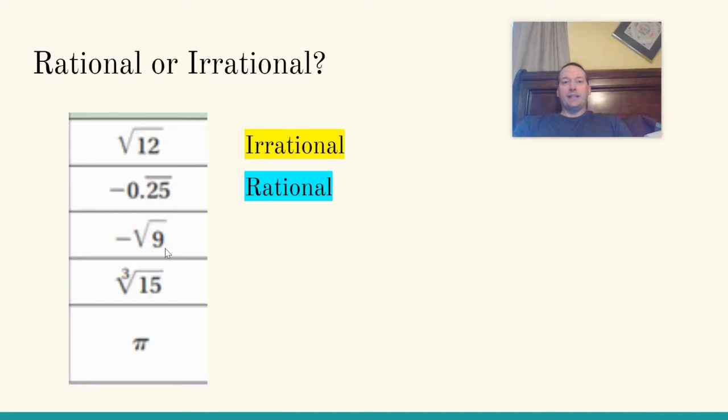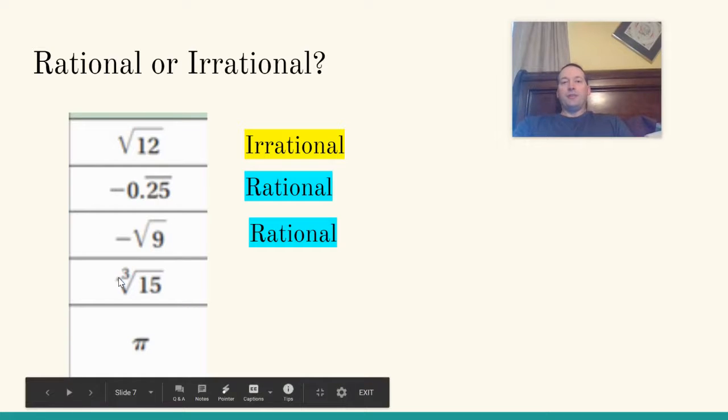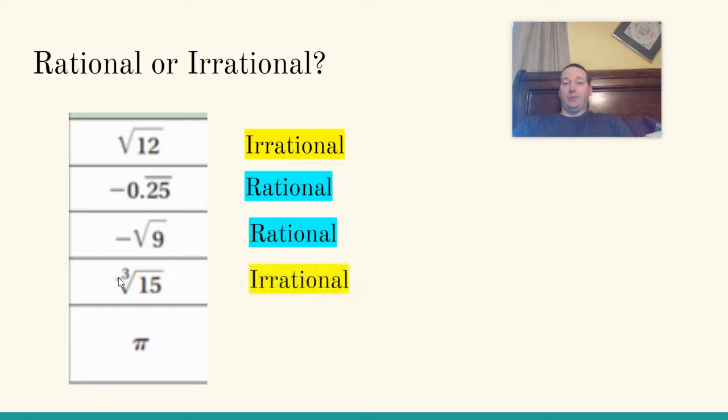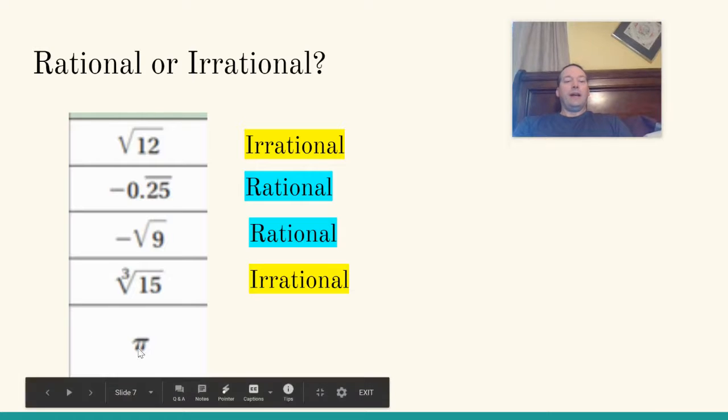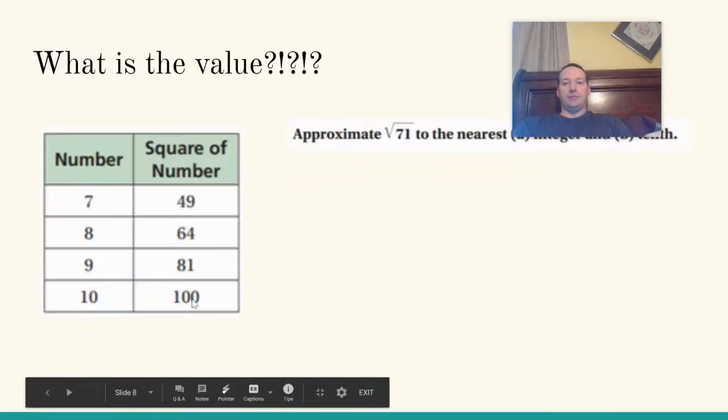Negative square root of 9 is rational, correct, because 9 is a perfect square, so the square root of 9 is 3, which is a rational number. Cube root of 15. Yeah, there ain't no cube of 15. That is irrational. Cube root of 15. Yep, irrational. There is no number that you can multiply by itself 3 times and get 15 and have it be a rational number. Impossible. And finally, pi, we had said, is irrational.